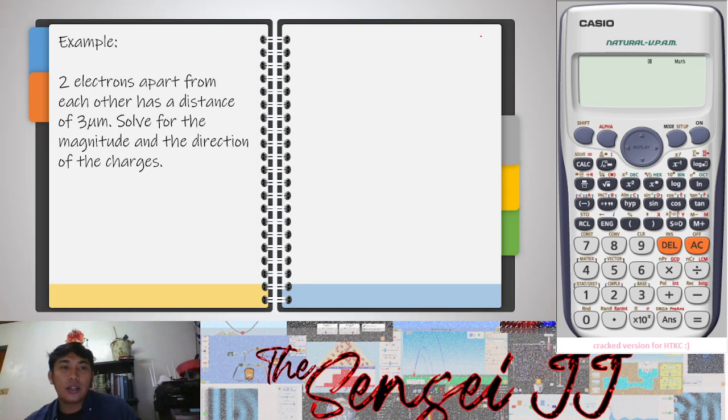So let's try to have an example here. Two electrons apart from each other have a distance of 3 micrometers. Solve for the magnitude and direction of the charges. So I'll be giving you guys time to solve this one, and let's try to solve this one later. Okay, so I'll be giving you guys time.